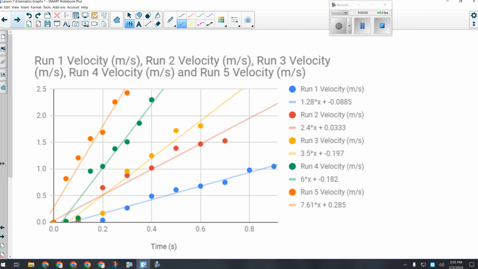Okay, we've got a velocity versus time graph here, with five different objects on it. Which one is the fastest accelerator? Orange? Yep, the orange one, run 5. How do we know that?